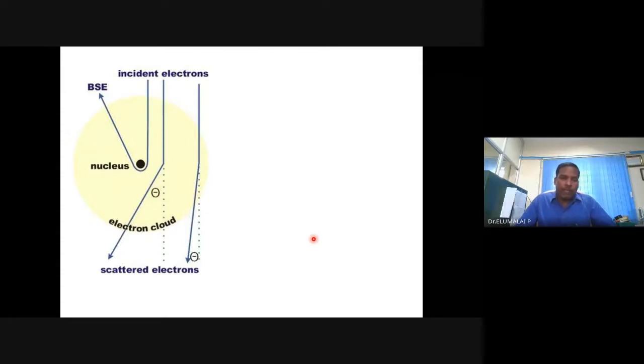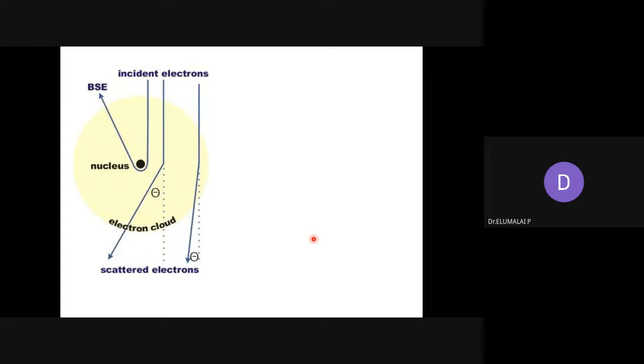So when I say the samples are allowed to interact with the electron beam, you know that the sample, after all, consists of atoms, ions, or molecules. Atoms, we know, have a nucleus. They are revolving around the nucleus, making orbitals. The nucleus consists of neutrons and protons. Proton is positive, electron is negative.